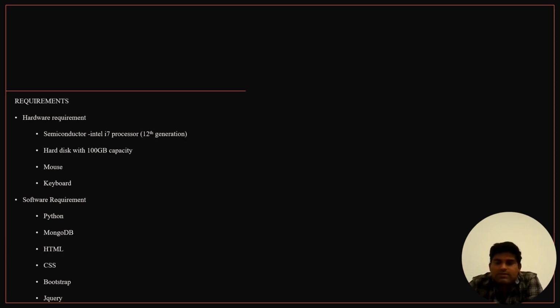What are the requirements for bike sharing? Hardware requirements: an Intel i7 processor of 12th generation, a hard disk with 100 GB capacity, a mouse, and a keyboard. These are the hardware requirements. Software requirements: for the programming language we are using Python, for the database a NoSQL database like MongoDB, and for the front end HTML, CSS, Bootstrap, and jQuery for the connections to the back end.